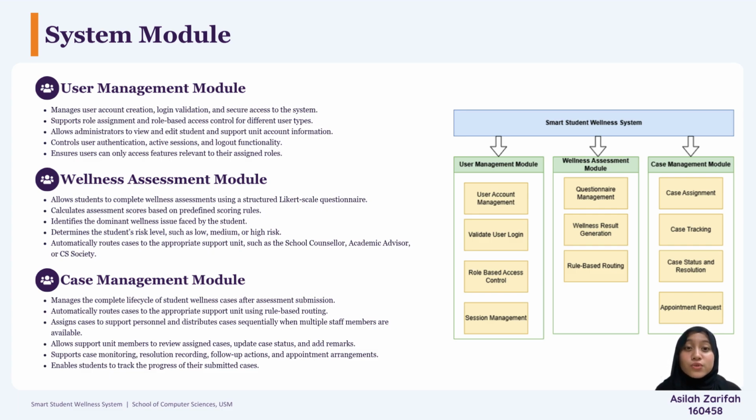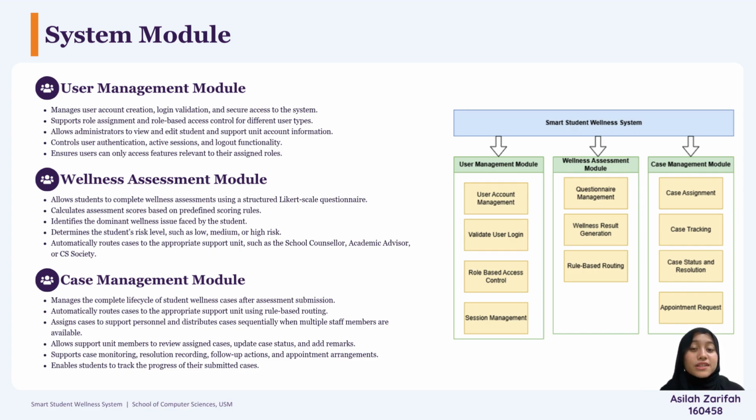The first module is the User Management module. Its function is to manage user registration, login, logout, and role-based access. This module ensures that students and support unit members can securely access the system according to their assigned roles. The second module is the Wellness Assessment module. This module enables students to complete the Wellness Assessment questionnaire. Once the questionnaire is submitted, the system calculates the assessment score, identifies the wellness concern category, determines the risk level, and recommends the appropriate support unit for further assistance.